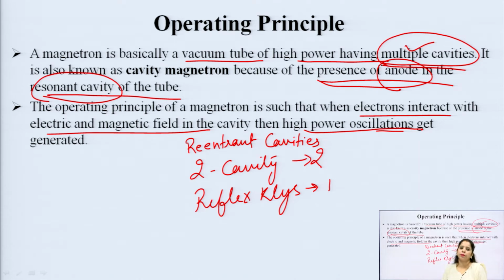So, the principles are almost the same, but there is a slight difference between the klystron and the magnetron working. The basic principle is that the electrons interact with the electric and magnetic field, and oscillations of very high power are generated. So, one more difference arises here, that is the generation of signals is of very high power in the case of a magnetron as compared to the already discussed klystrons.